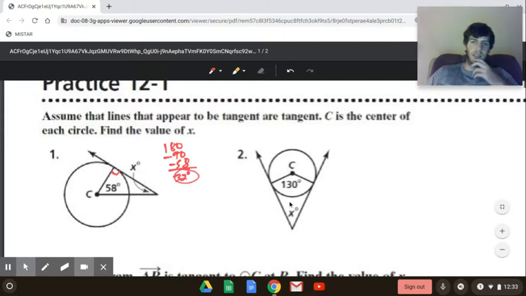Okay. The second one, again, we have two tangent lines, but each tangent line is going to be perpendicular to the radius. So here we have a tangent line that intersects at one point and a radius, so it's going to form a right angle. Same over here as well. So we're going to have 90 degrees, 130 degrees, and then x. So we have a quadrilateral, and we know the four angles of a quadrilateral add up to 360. So we should then be able to find x. We got three of the angles, we just need to find the fourth.